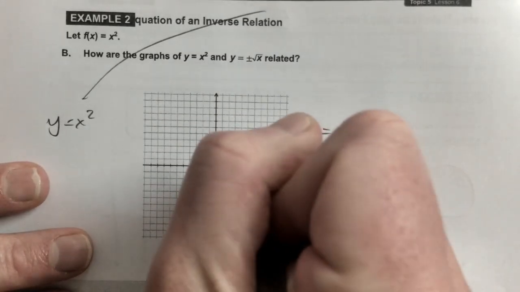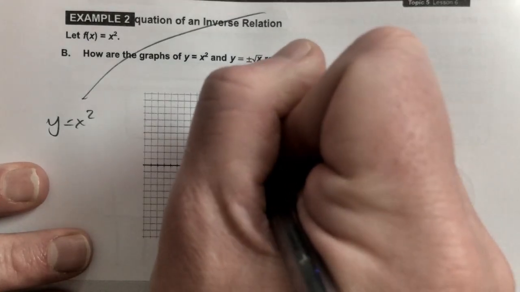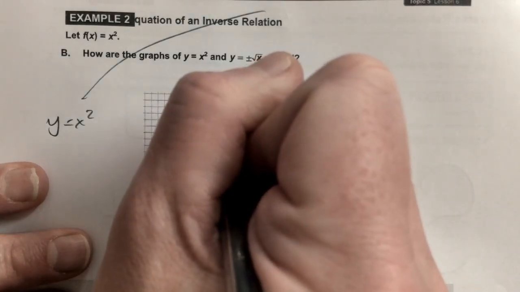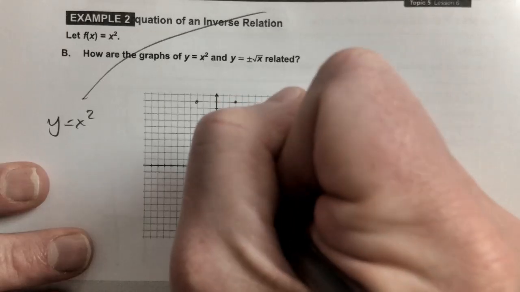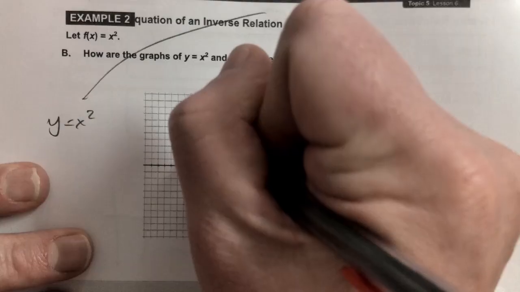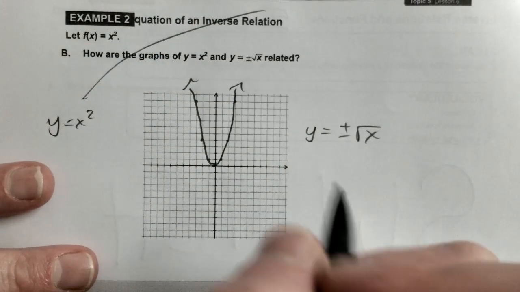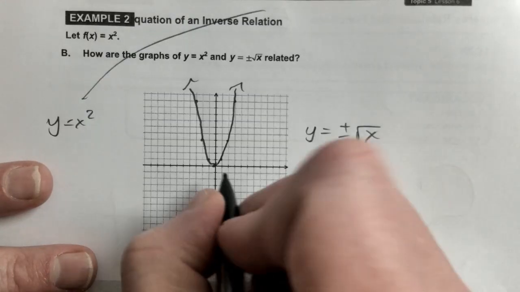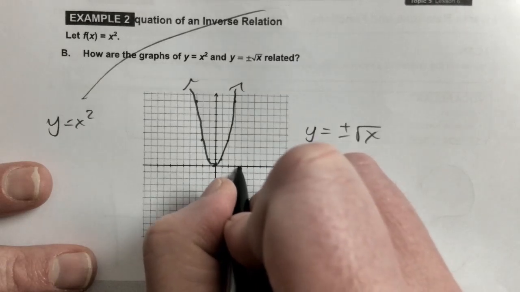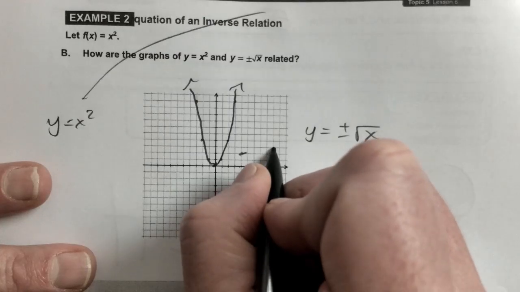Y equals x squared goes (0, 0), (1, 1), (2, 4), (3, 9). We want to try and be as accurate as we can with this graph because we have some details that we want to draw out of it. All right, so we have that graph. And we have y equals the positive square root of x, and we know that guy goes (0, 0), (1, 1), and so on.